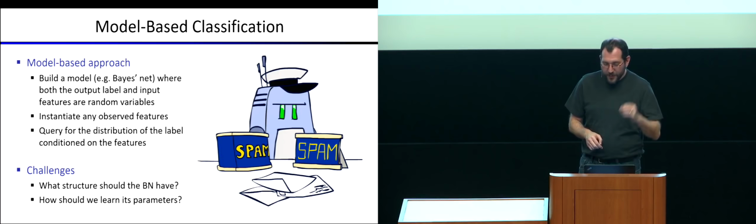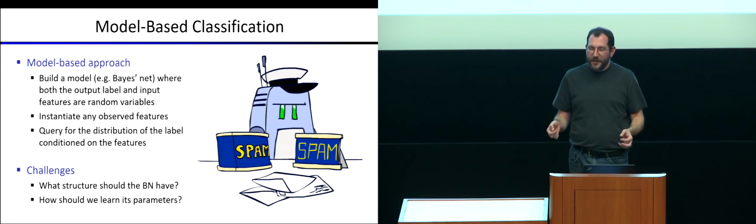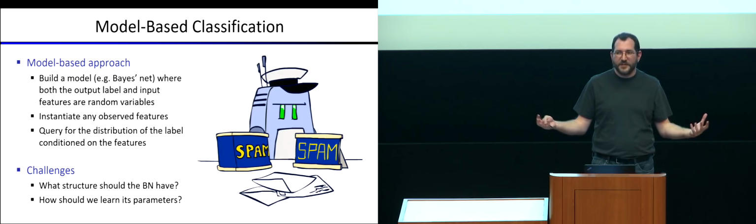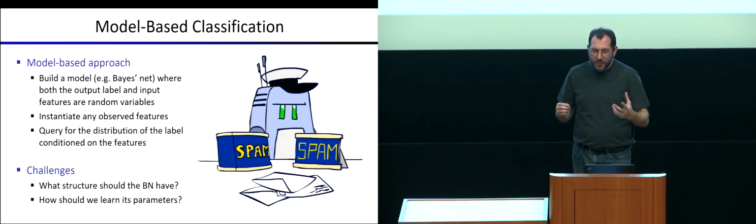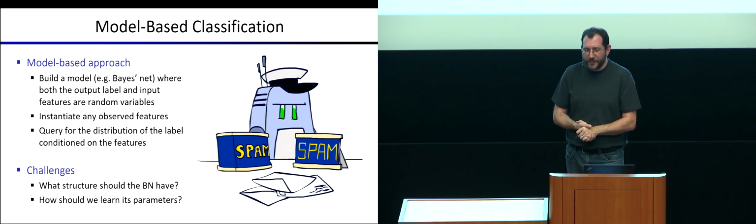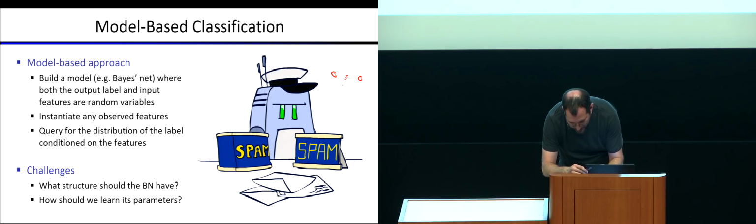You build a model where the output label and the input features are random variables. There's going to be some connections between them and maybe some other variables, too, that might help you build a better model, either in terms of statistical efficiency of having the representations be more compact, or because that's data that's easier for you to elicit. Now you've got this model in which you have a Bayes net, and down here somewhere are going to be your features, and up here is going to be your class. And on the basis of the features X that you observe, you're going to predict the class Y.